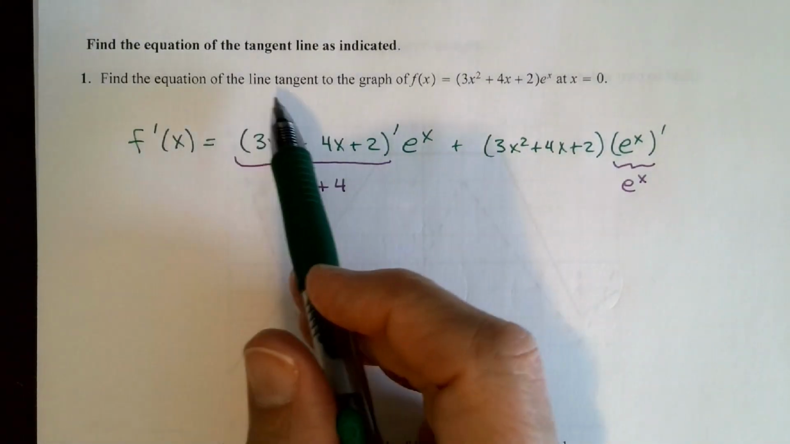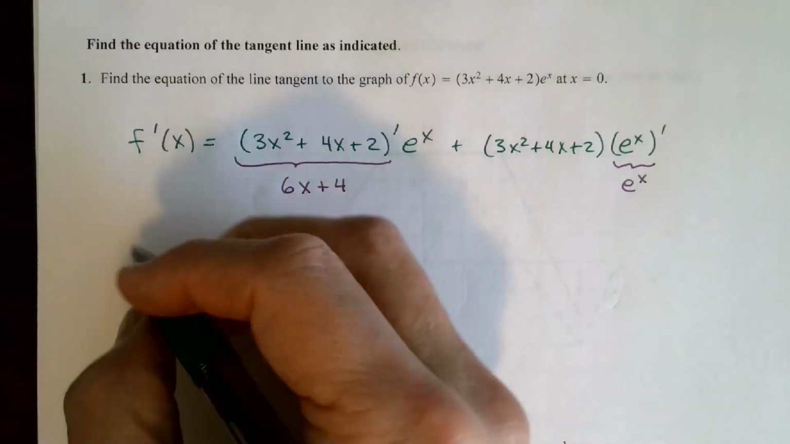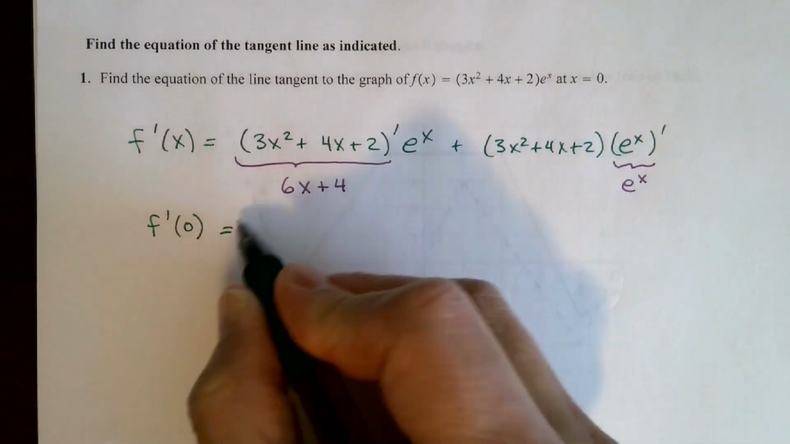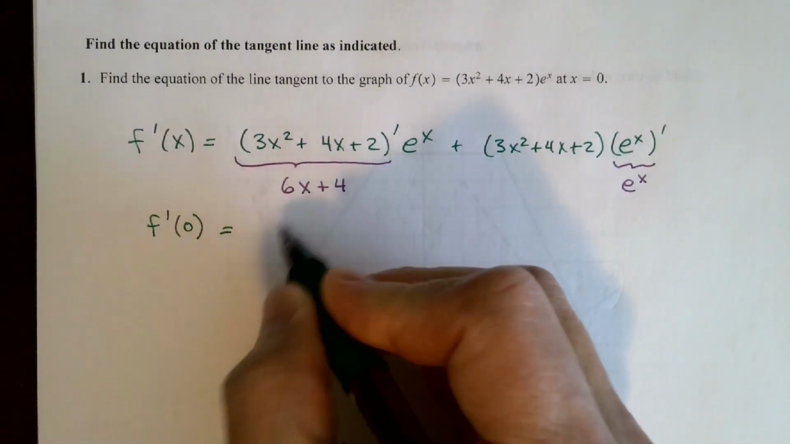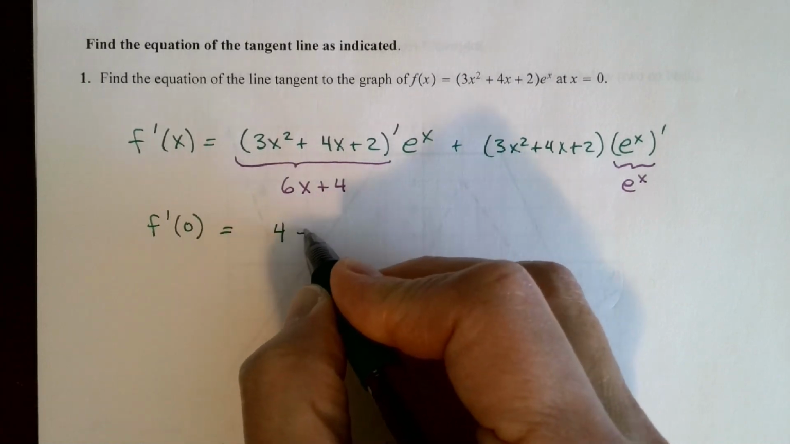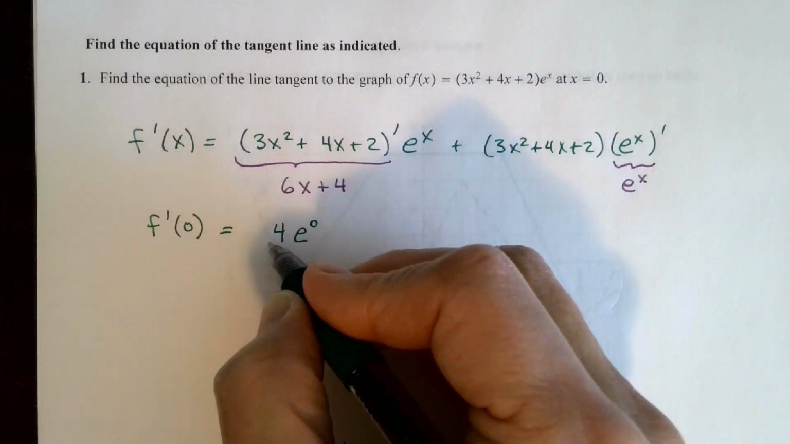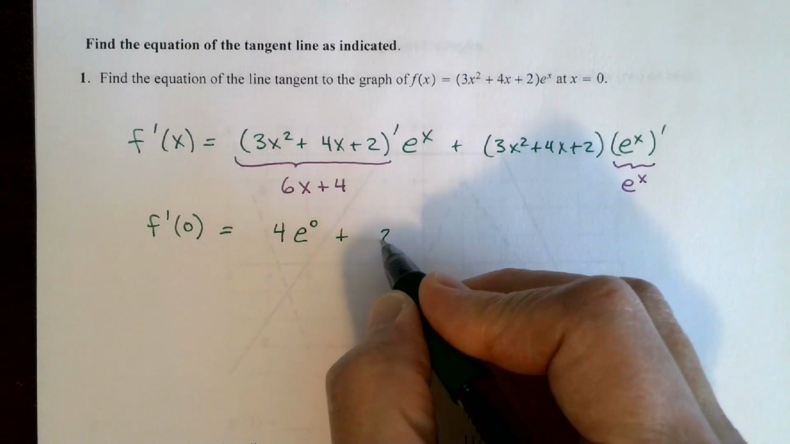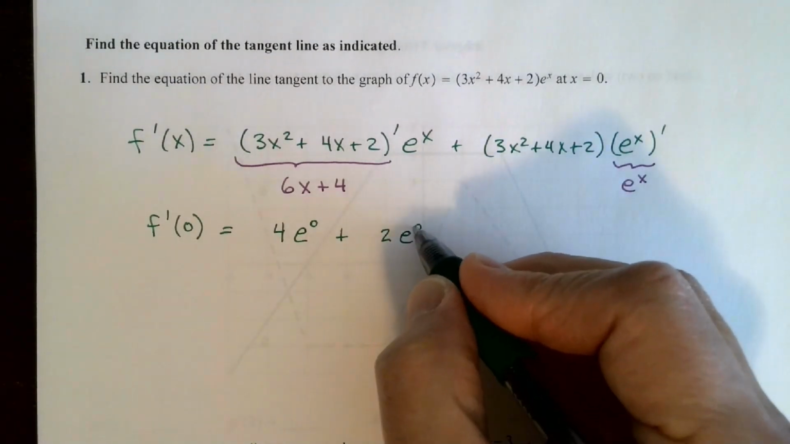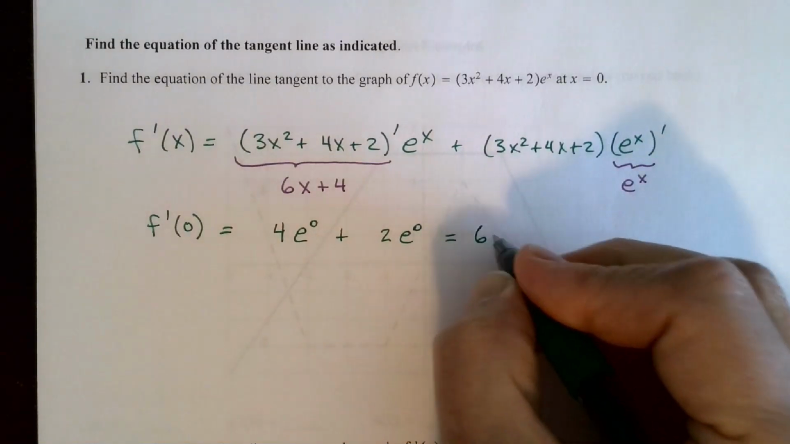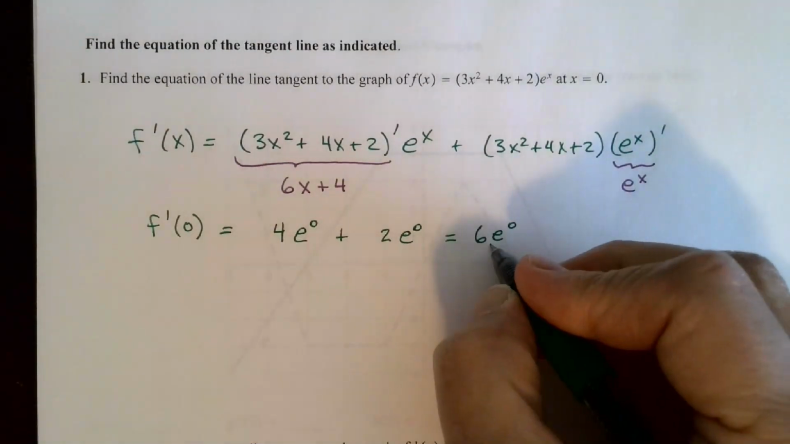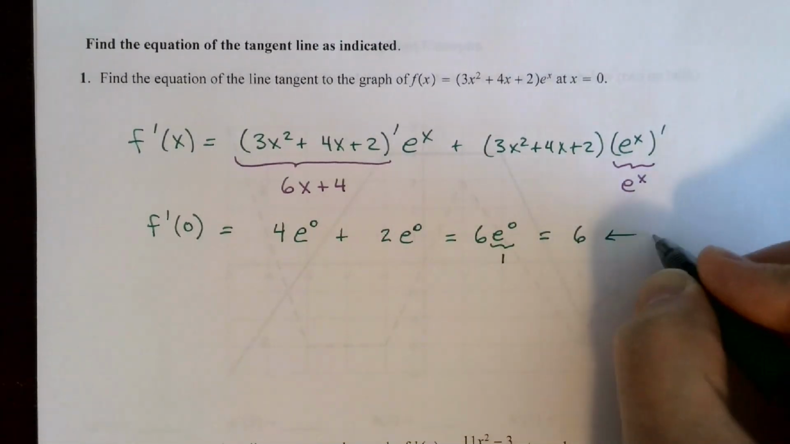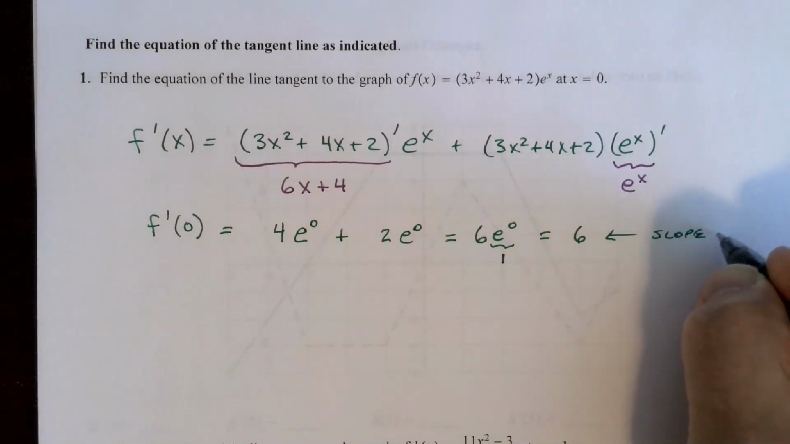I'm trying to find the equation of the tangent line. And all I need is the slope. Let me just evaluate this at 0 to find the slope, right? That's the slope. And notice when I plug in zeros, things disappear. 6 times 0 is 0. This becomes 4 times e to the 0, right? Plus, if I plug in a 0 here, what does that become? 2 times what? e to the 0. It's a total of 6 e to the 0. What is e to the 0, by the way? It's 1. So this whole thing is 6, right? And that is my slope. That's the value of m.